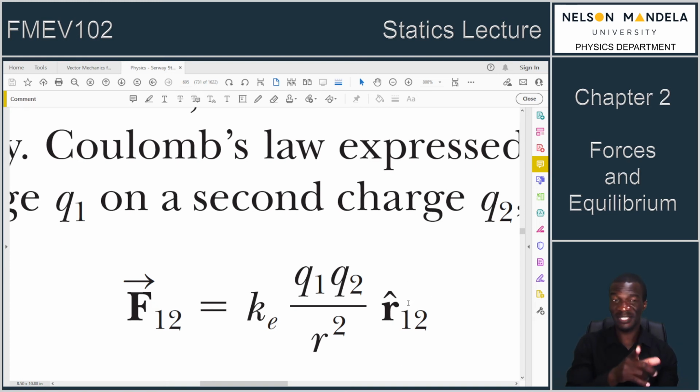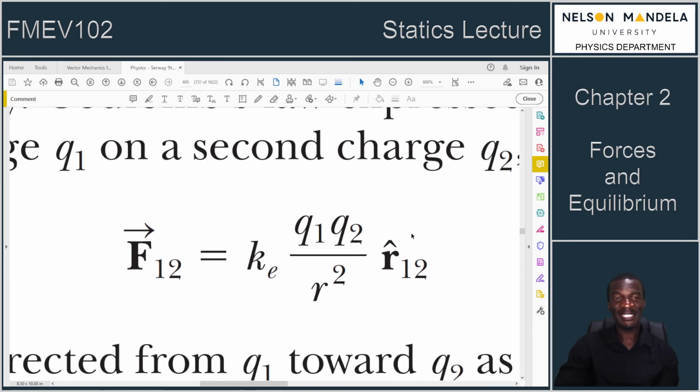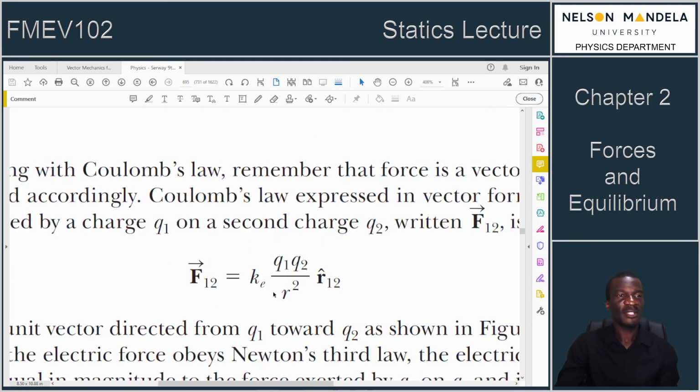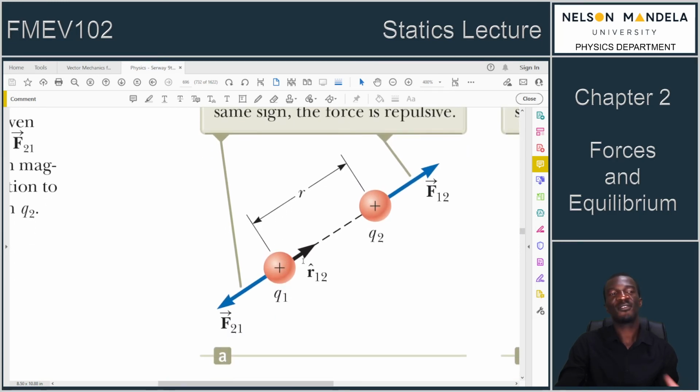I think in one of the tutorials I may have mentioned something like this. So this is what is called the directional vector. It is simply showing us the direction in which this force is acting. It is a unit vector. So its magnitude is what? It is 1.